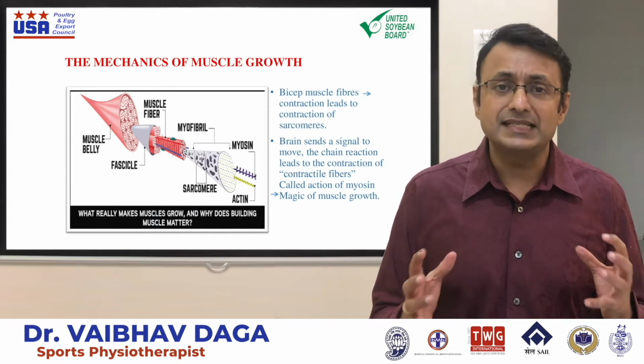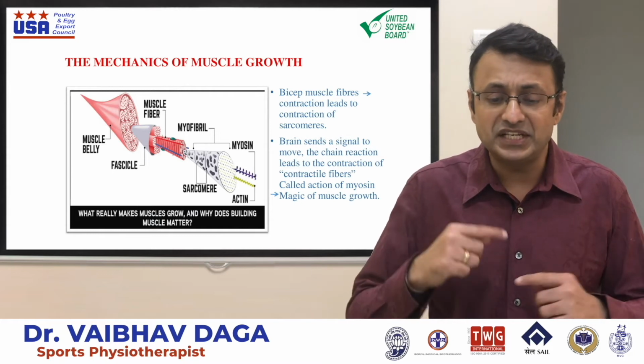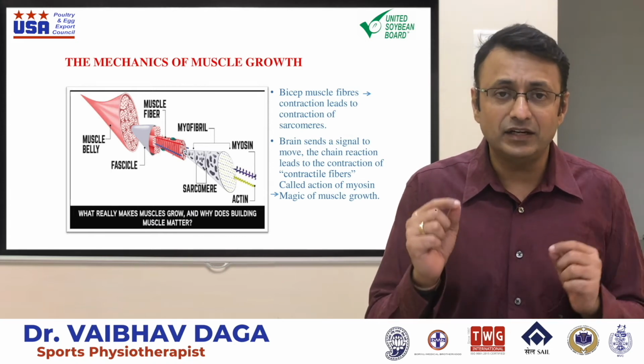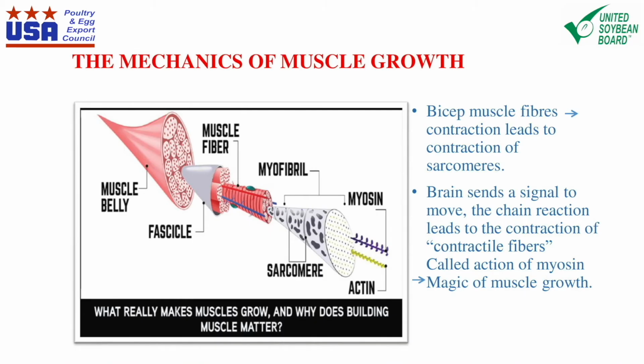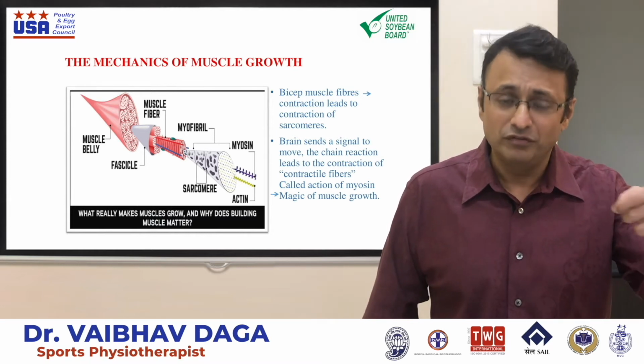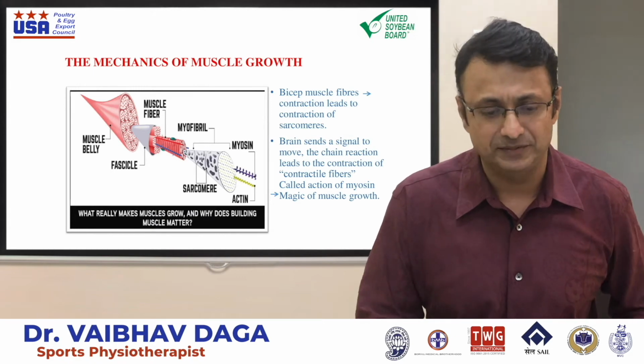When our brain sends a signal to move, there is a chain reaction which happens, and each sarcomere and the tinier contractile fibers called actin and myosin slide against each other, as I explained in the earlier slide. At that level is something called the sliding filament theory, which brings about a muscle contraction. This is where the magic of muscle growth happens. If there is a good movement there and with the required substance to carry out that contraction, the muscle will grow. We'll see that further in the presentation.